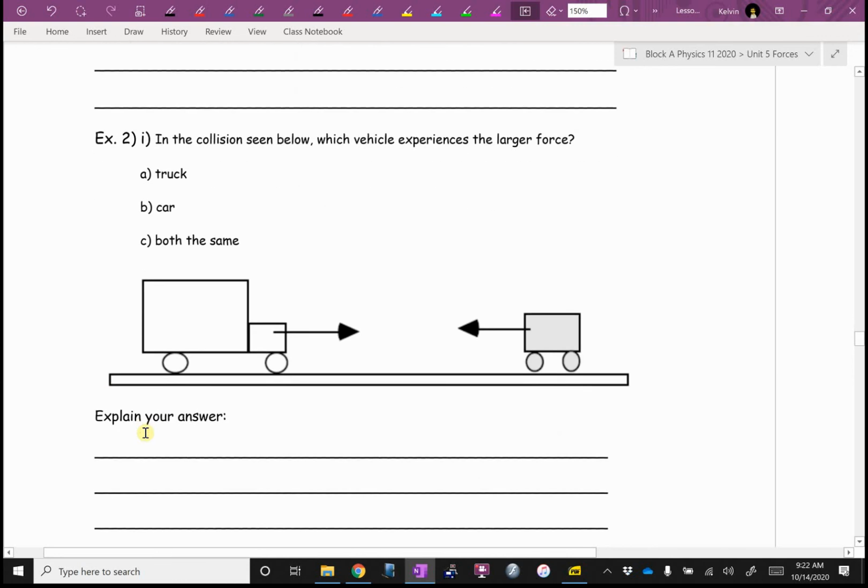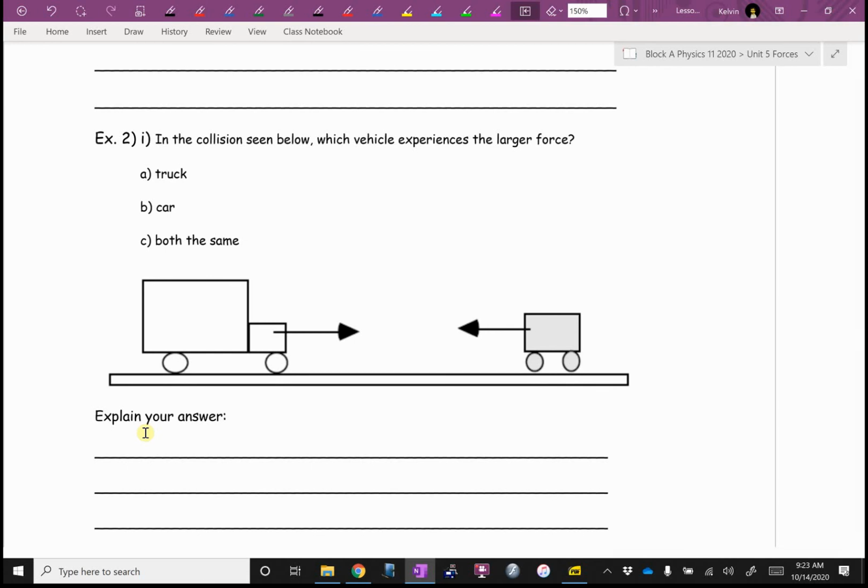Example 2. Oh, we get to vote again. Once again, how high we hold our hand up is how sure we are of the answer. In this collision below, let's make it a big 5-ton moving van, and let's make the right-hand one a little Austin Mini. Which vehicle experiences the larger force? A, the truck, B, the car, or C, both the same?